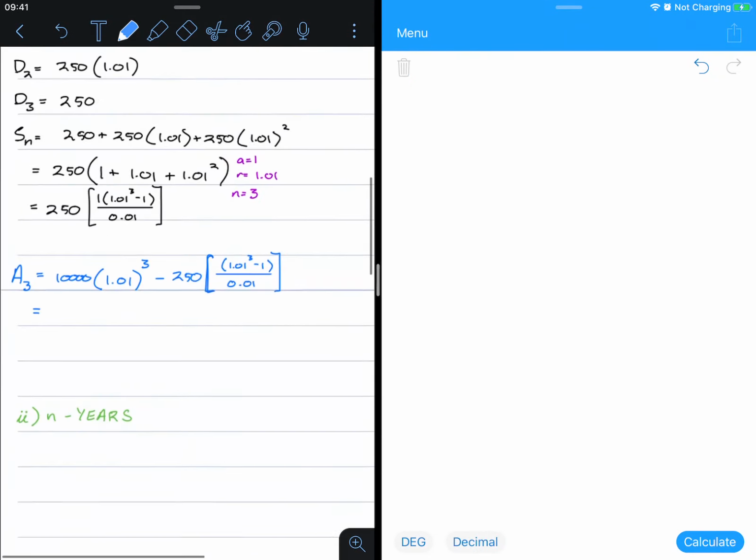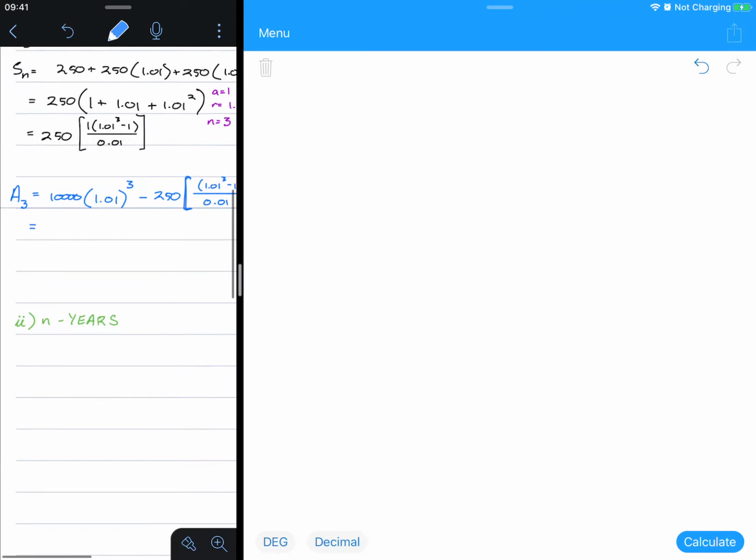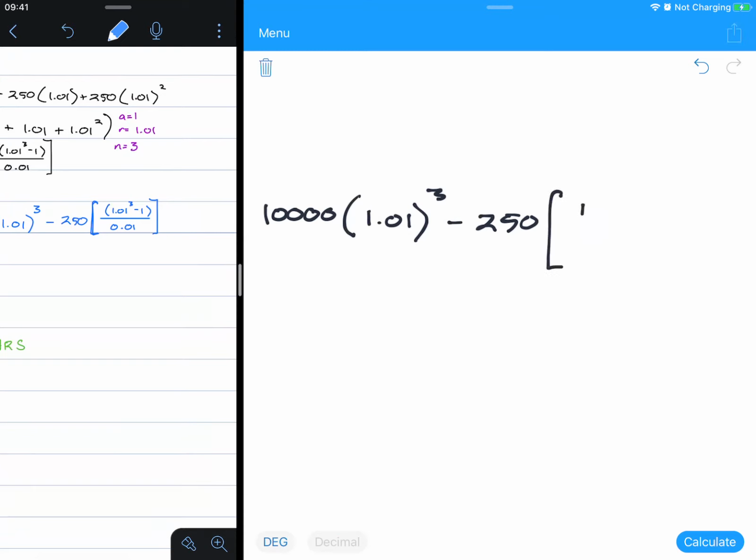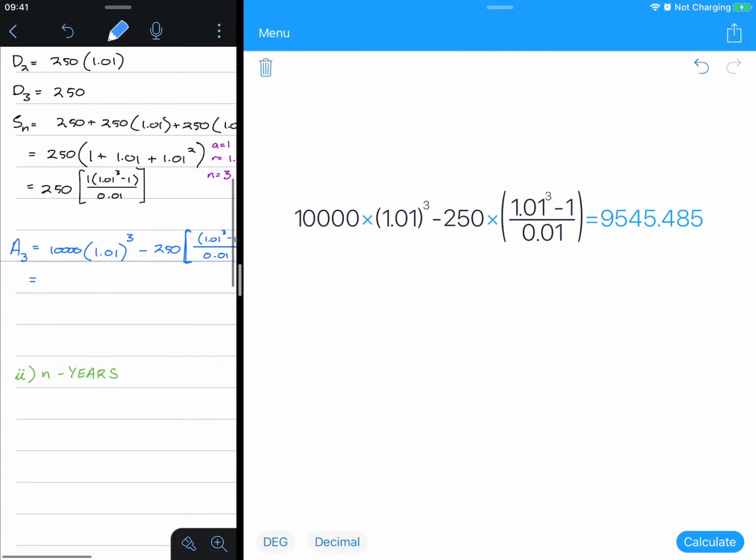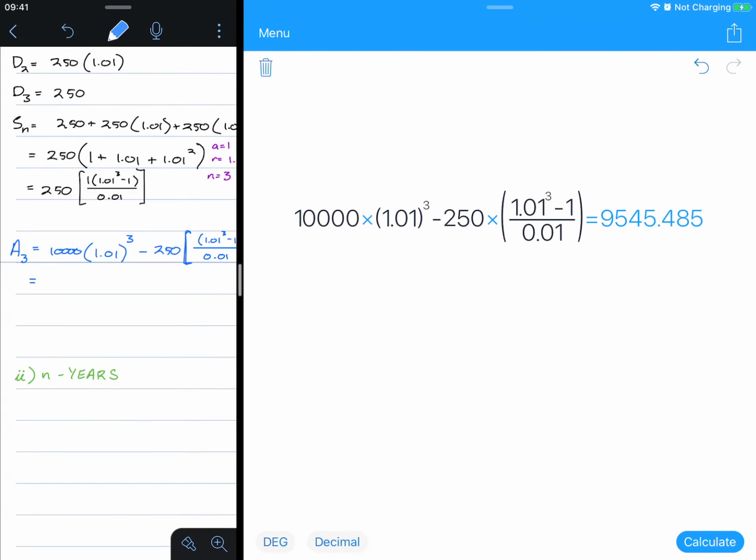So after 3 months, the value of the loan will be 10,000 times 1.01 to the power of 3, minus 250 times 1.01 to the power of 3 minus 1 over 0.01. So at the end of 3 months, the value of the loan to the nearest whole dollar is 9545 point, and we should approximate this to the nearest whole dollar, $9545.